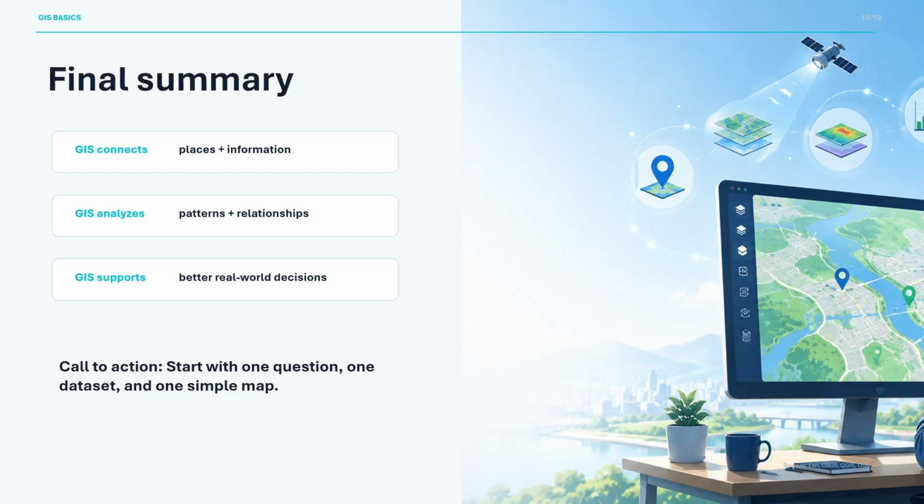Let's summarize the full idea. GIS connects places with information. It helps us analyze patterns, relationships, distance, risk, change, and suitability. Most importantly, GIS supports better decisions in the real world. So, when someone asks, "What is GIS?" you can simply answer, "GIS is a system that uses maps and data to understand where things happen, why they happen there, and what action we should take." If you are a beginner, start with one small question, one dataset, and one simple map. That is the best very first step into the world of GIS.